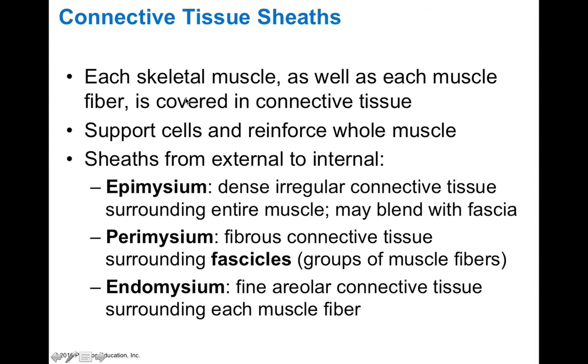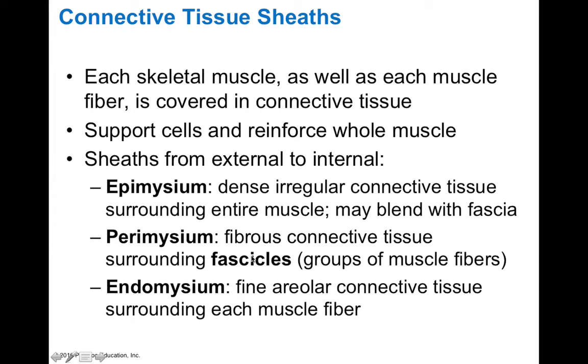Now, each skeletal muscle is actually covered in a connective tissue sheath. And these sheaths are called epimysium, perimysium, and endomysium. Epimysium is the sheath that surrounds the entire muscle, and it's made of a dense, irregular connective tissue that's tough. This can blend with the surrounding fascia to help hold the muscle in position.